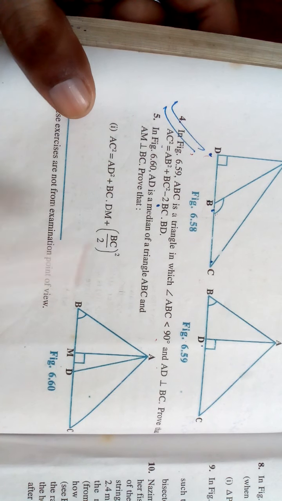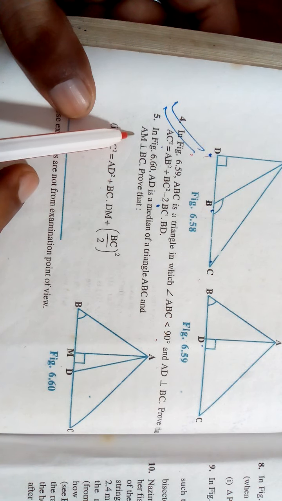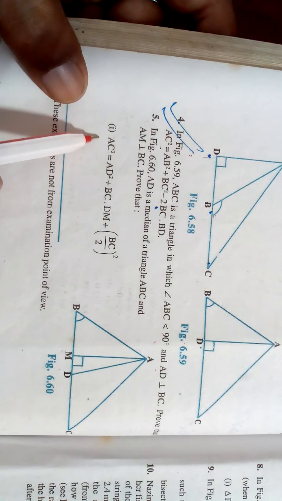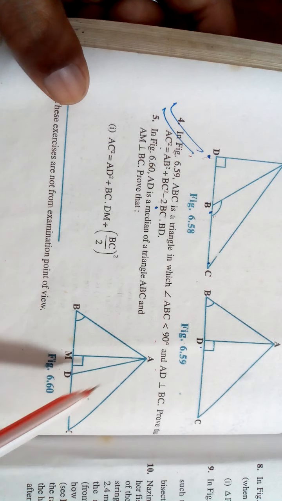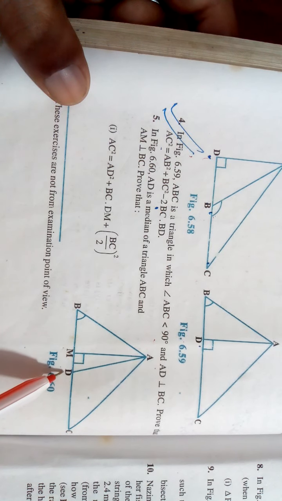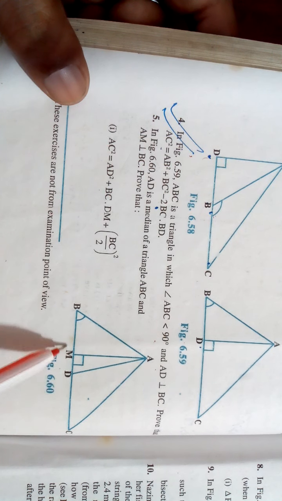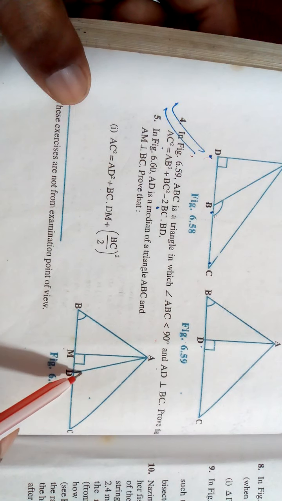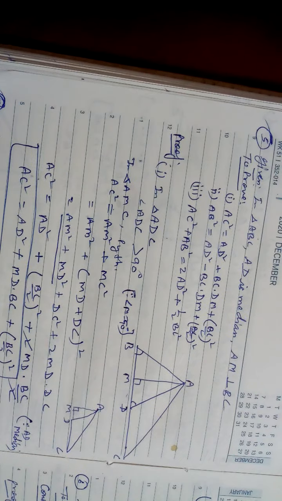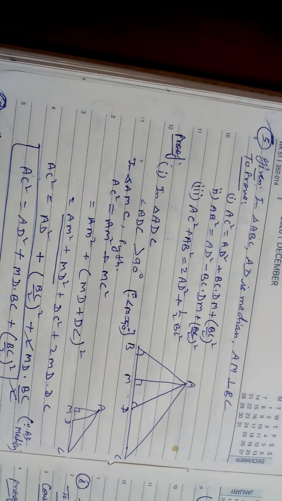Triangle ABC, AM perpendicular, this is also given. You want to prove AC square is equal to AD square plus DC into BC into MD, which means this angle will be obtuse. You will apply it like this. Two more proofs are given here. Three proofs are here. So how will you get these three proofs?